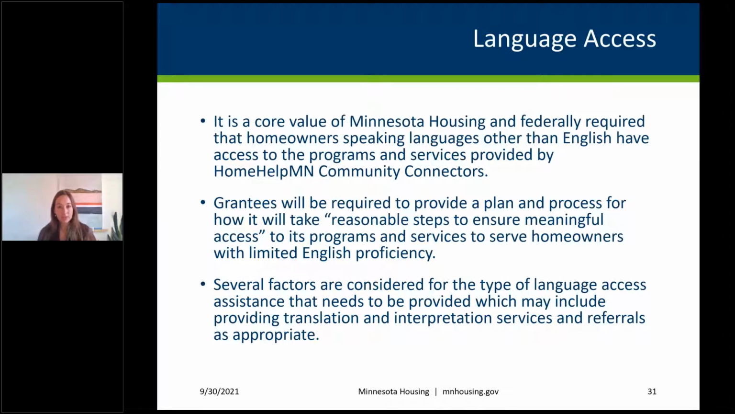There's several factors that are considered for the level of language access and assistance needed. It really is organization specific, and may include things like translation and interpretation services, bilingual staff themselves, referrals as appropriate. But just know that we will want to see a certain level of language access as part of the plan for the services the applicant or grantees would provide. Next slide.